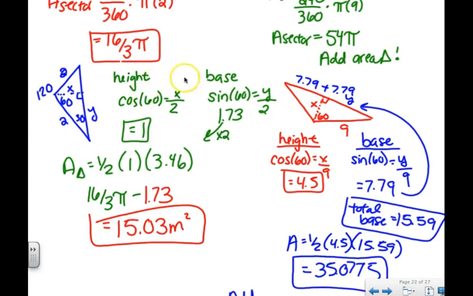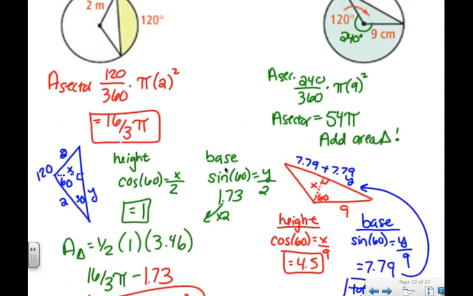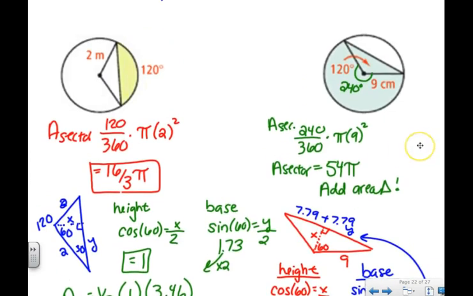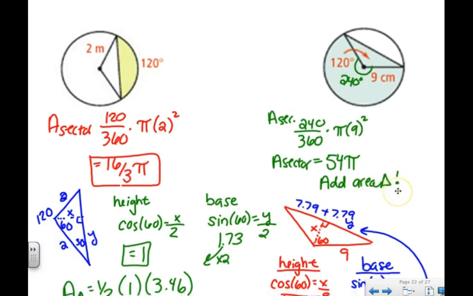Okay, so again, the hardest part is finding the base and the height of that triangle. So let's look at this one over here. I'm a little bit different because I'm not looking for this piece up here. I was looking for this whole piece down here. So what I did was I found the area of this major arc down here, and then I'm going to add the area of the triangle to it. Okay, so I had 240. Again, I had 360 subtract 120 to get 240, and so I found the area of the sector was 54 pi. So now I'm going to add the area of the triangle.